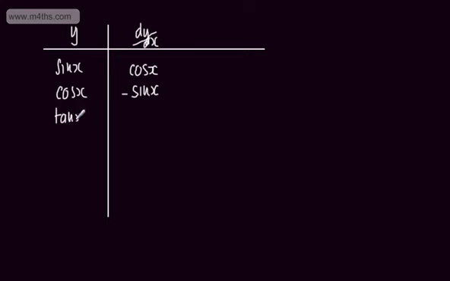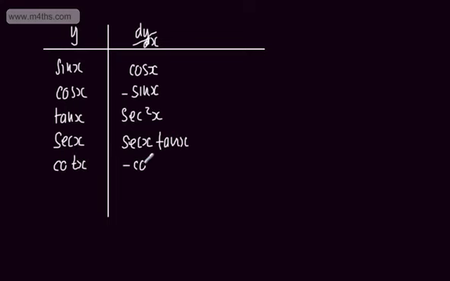If we had tan x, the derivative was sec squared x. And we can show this with something called the quotient rule, which we will look at in a later video. If we had sec x, the derivative was sec x tan x. If we had cot x, so cotangent x, we had minus cosec squared x. And if we had cosec x, then we had minus cosec x cot x.